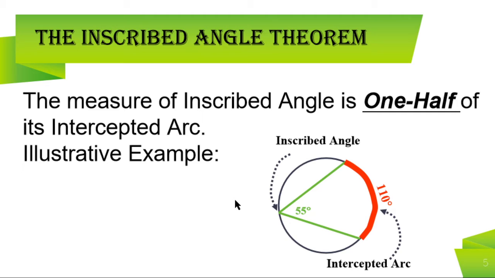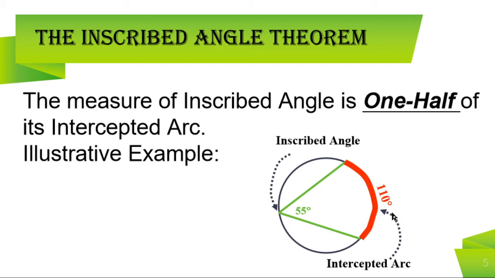Okay, so in this figure, we are given a value of the intercepted arc which measures 110 degrees. So that means we need to get its half to have our inscribed angle. The half of 110 degrees is actually equal to 55 degrees. So in the illustration, you can see that the measurement of the intercepted arc is 110 degrees and its inscribed angle is 55 degrees, which is half of the measurement of the intercepted arc.